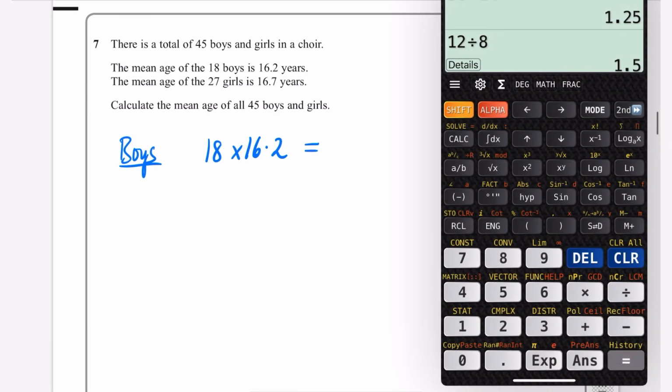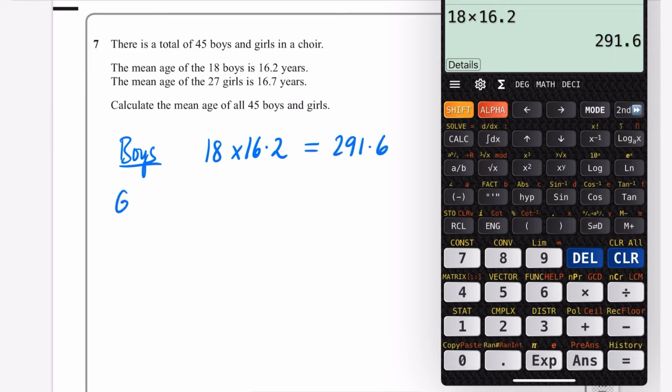That will tell us the total age of all 18 boys. So we'll do 18 times 16.2, which is 291.6. And then for the girls, we're going to do the same thing. There are 27 girls, and each one has an average age of 16.7. So we'll do 27 times 16.7.